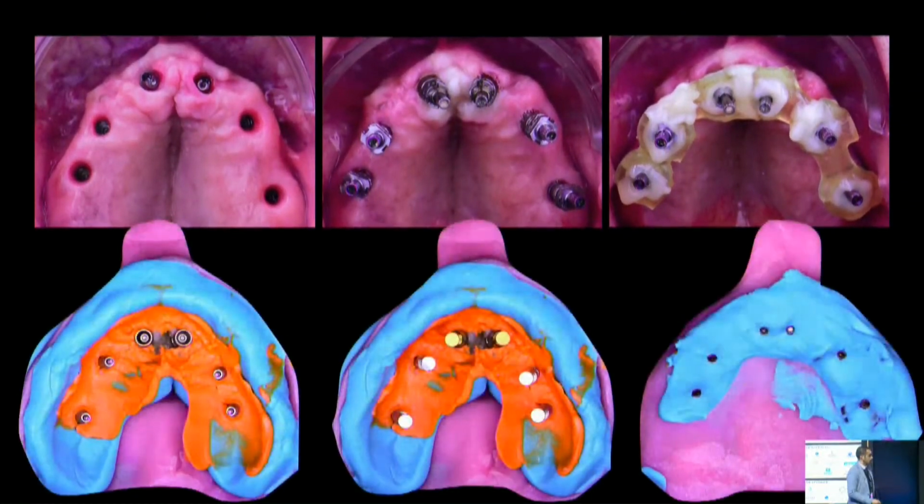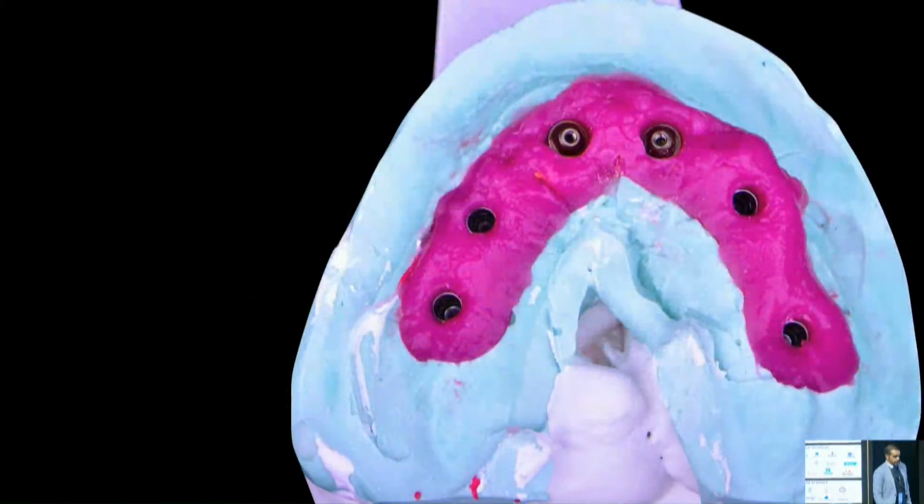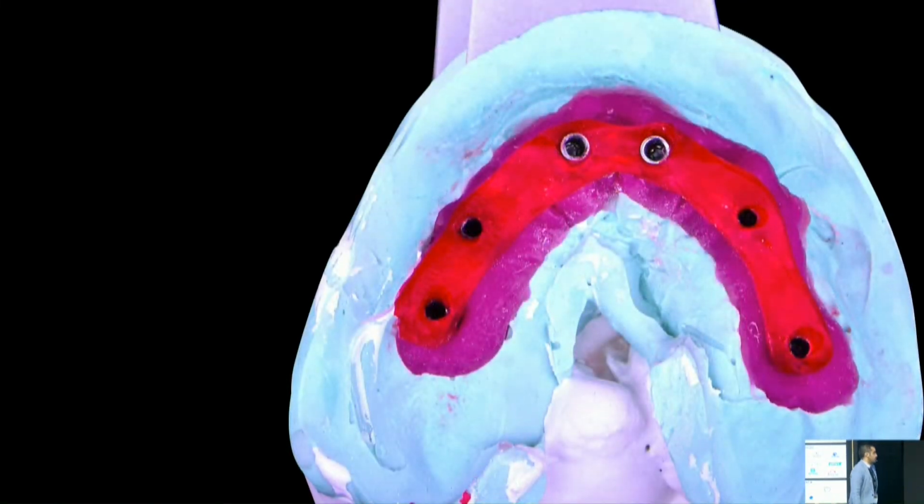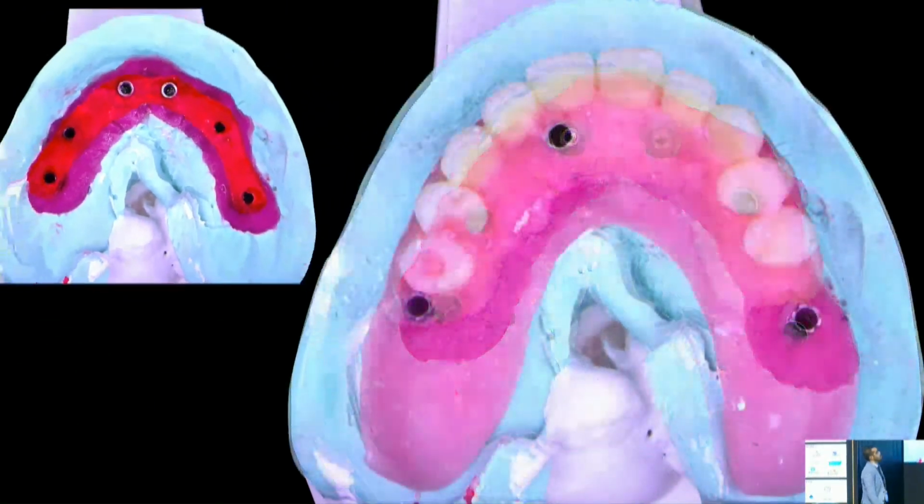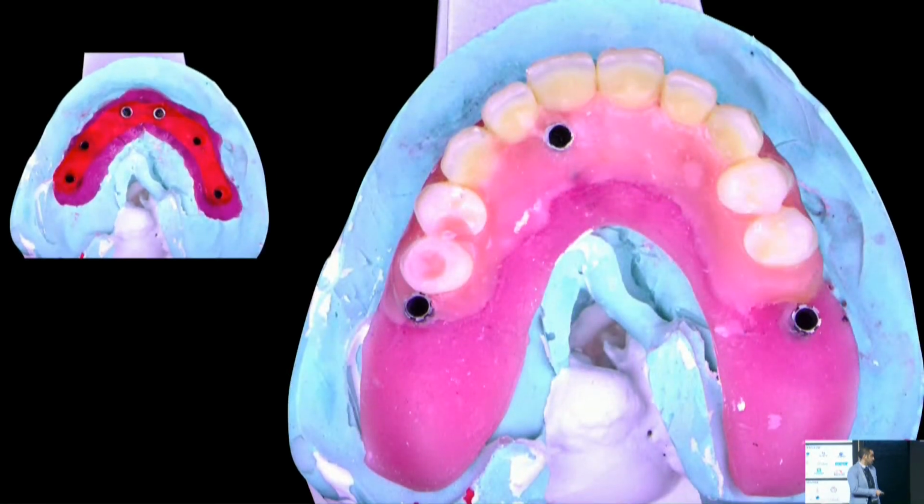Go ahead with my final impression. Master cast, verification jig, setup, and I always like using 3 abutments in a tripod fashion. And I always connect them to the base plate.